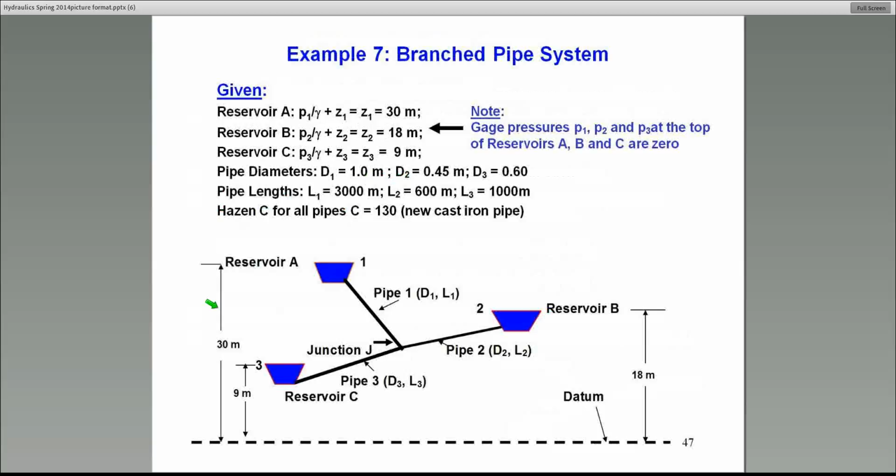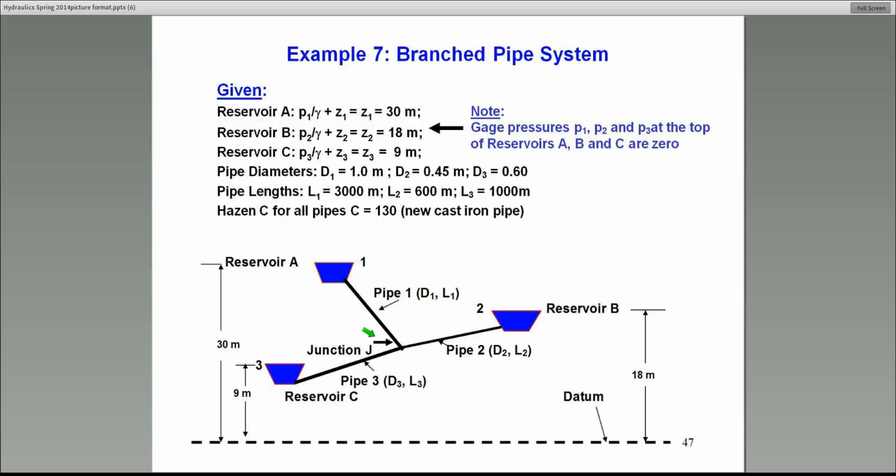Typically here, I've given you three reservoirs. Reservoir 1, or I call it Reservoir A, at a height of 30 meters from the datum. It's a free surface here, so the hydraulic head, P over gamma plus Z, is equal to 30 meters. Reservoir B is at an elevation of 18 meters, and Reservoir C at 9 meters. The question they're going to ask you is, what's the hydraulic head for this junction J? What should it be? That's what we have to solve for.